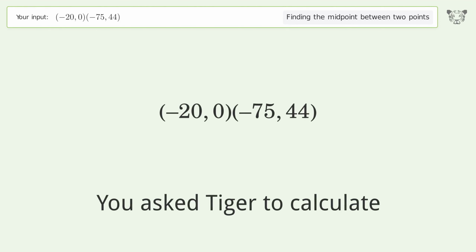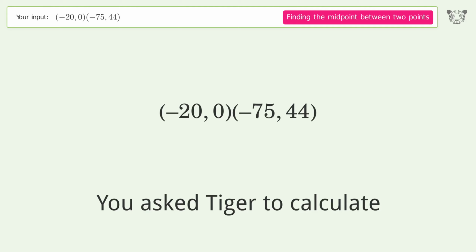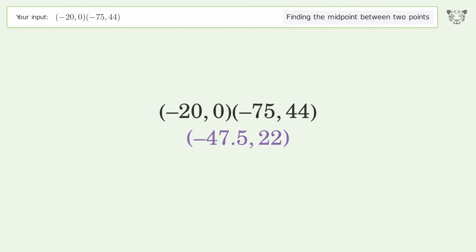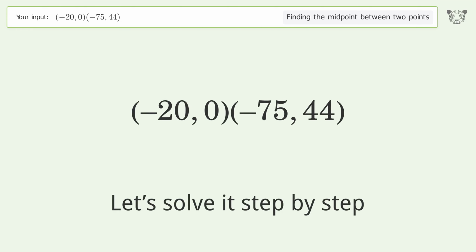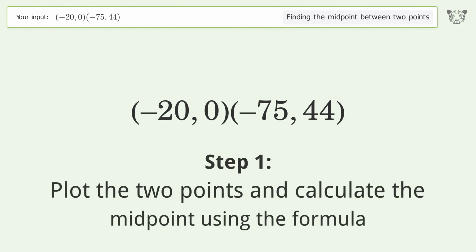You ask Tiger to calculate. This deals with finding the midpoint between 2 points. The midpoint between the 2 points is negative 47.5, 22. Let's solve it step by step. Plot the 2 points and calculate the midpoint using the formula.